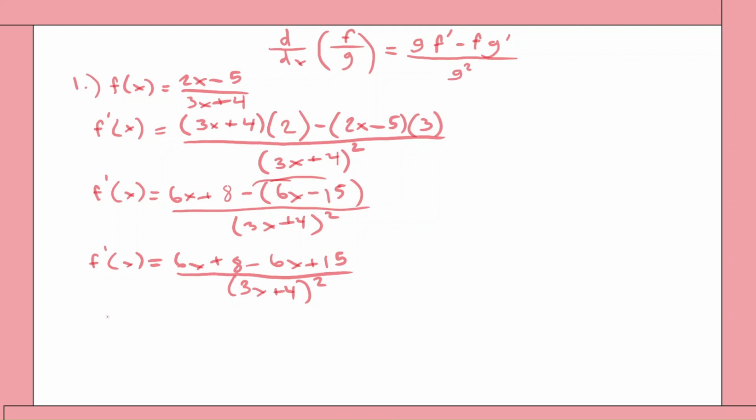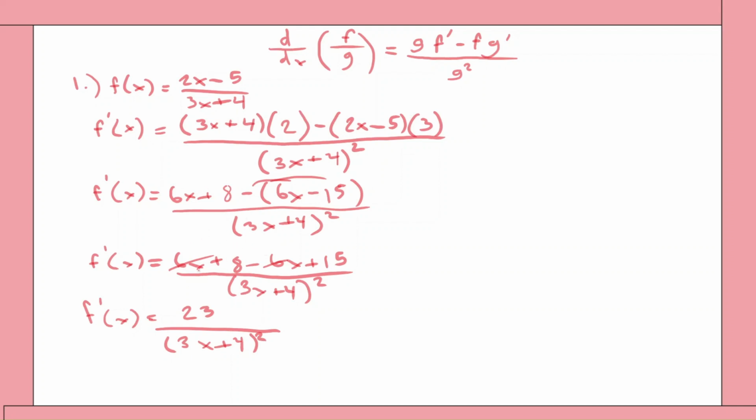In this case, though, we have an interesting thing going on with the function. It's going to simplify, so the 6x and the negative 6x will cancel, and 8 plus 15 is actually just 23. So it's going to be equal to 23 over this original 3x plus 4 squared. So the answer just ends up being 23 over 3x plus 4 squared. And this is how you would do the derivative.